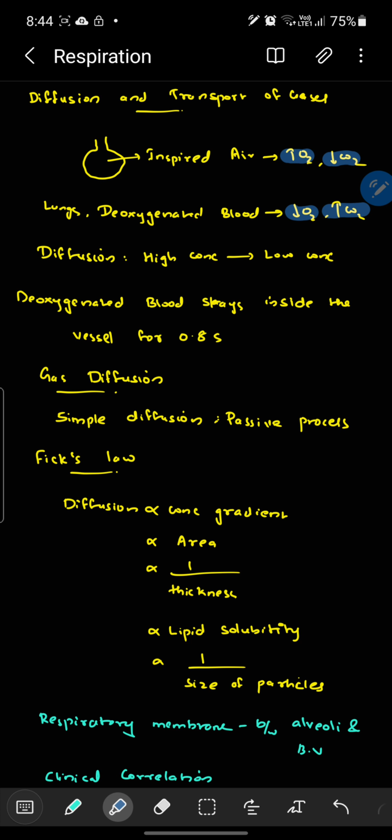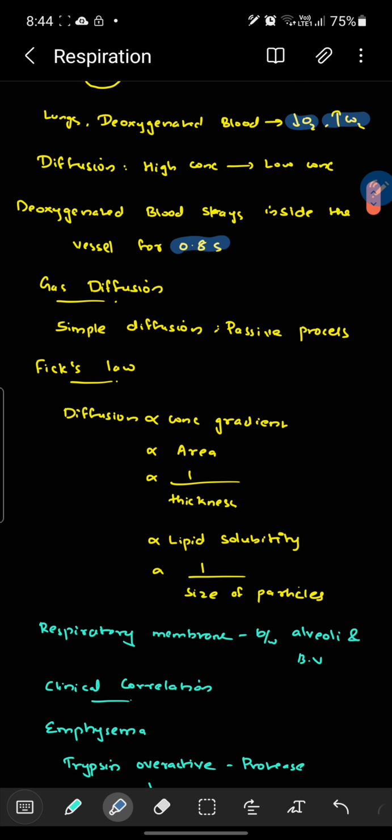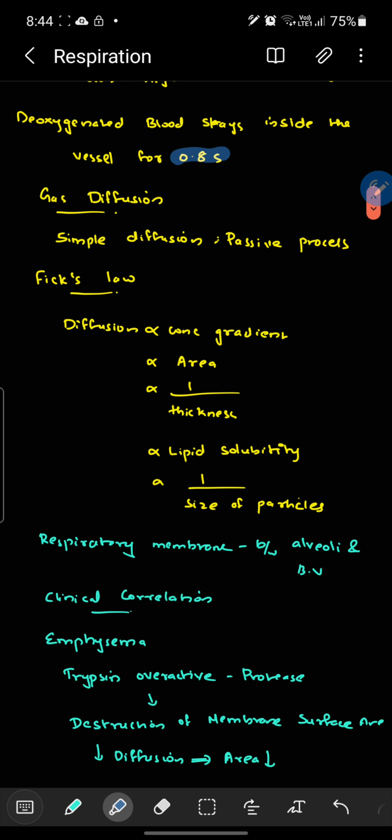So the oxygen from the alveolar air will diffuse into the blood, whereas the carbon dioxide from the deoxygenated blood will move out. This deoxygenated blood stays inside the blood vessel for 0.8 seconds. The gas will be moving by diffusion. So the diffusion is simple diffusion and no ATP is required. So it is a passive process.